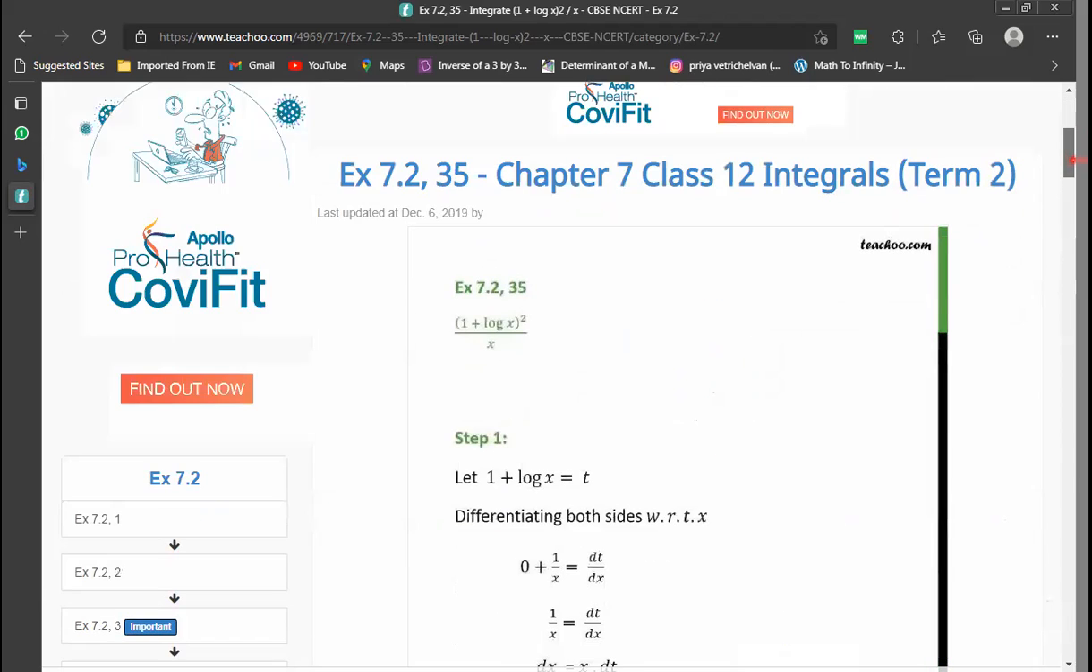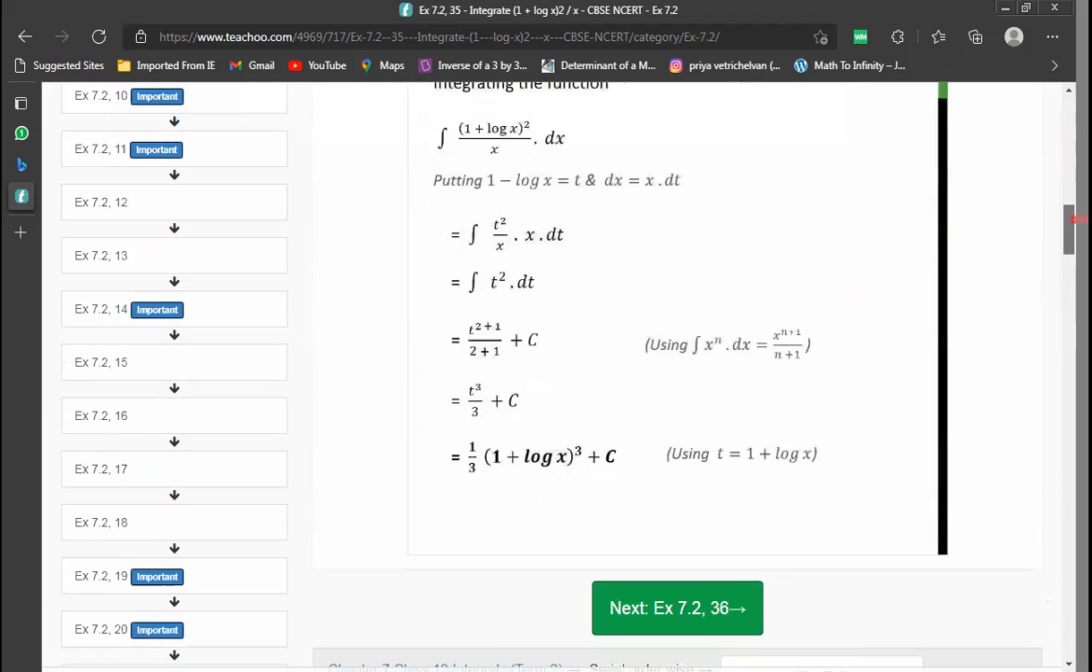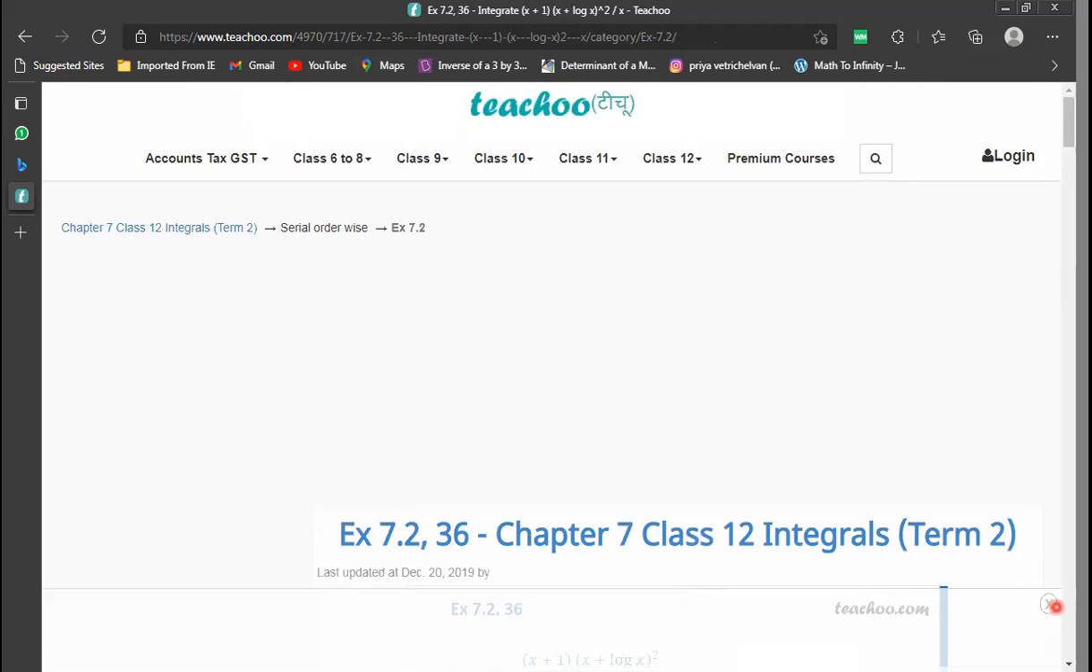One plus log x upon x the whole square. So in this, you have to choose the expression 1 plus log x as t and perform differentiation on both sides, and turn your question in terms of t and do the integration. At last, you have to put back the value of t in terms of x. That's it. Very simple question.